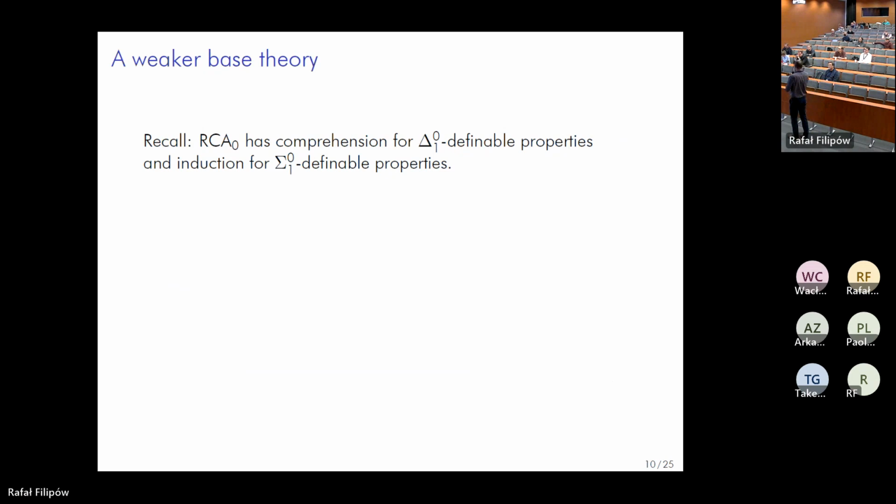And now we'll go down still a little bit lower in the hierarchy of fragments of second-order arithmetic. As a reminder, the typical base theory used has comprehension only for Δ^0_1 properties, but it has more induction than would come from that comprehension. It has induction for Σ^0_1. So computable properties are sets, but computably enumerable properties, more than that, are inductive. You can reason about them by induction, okay?